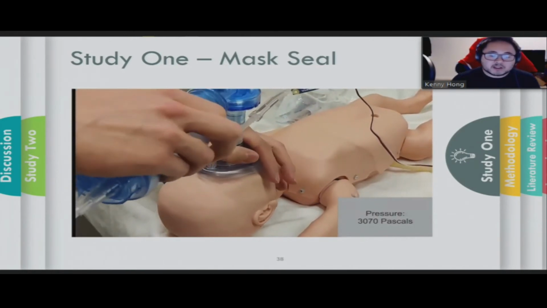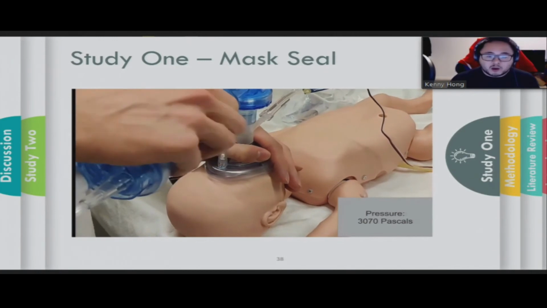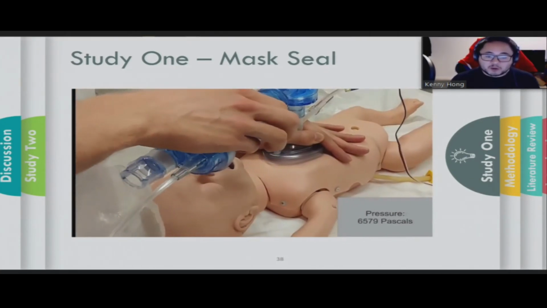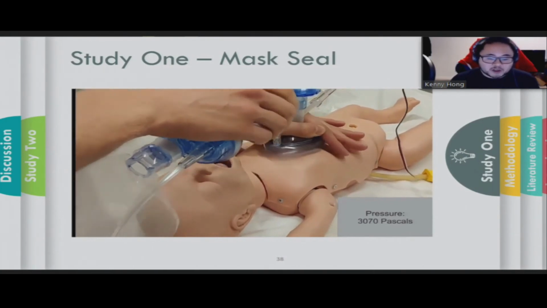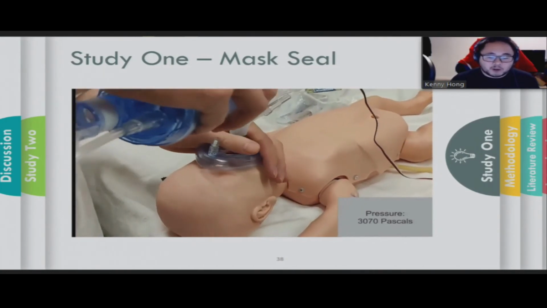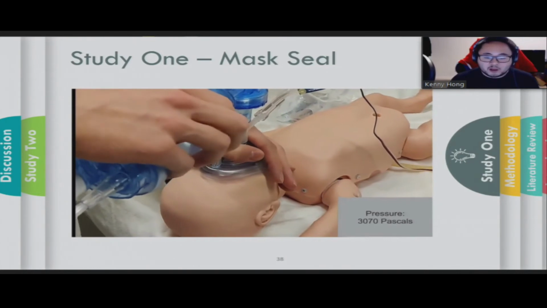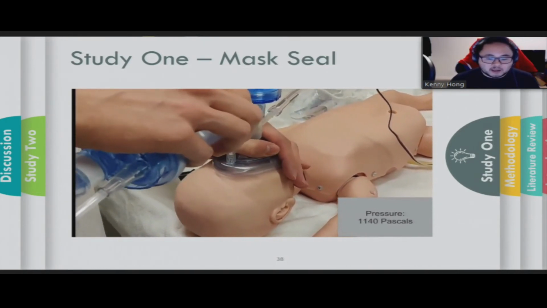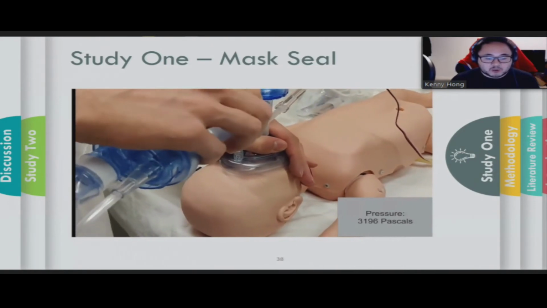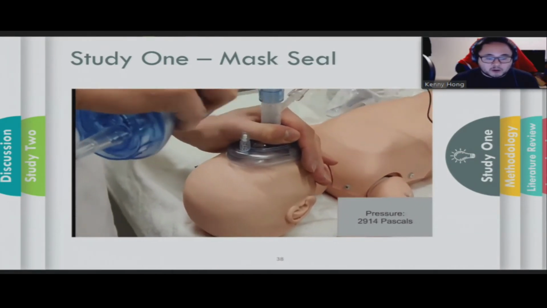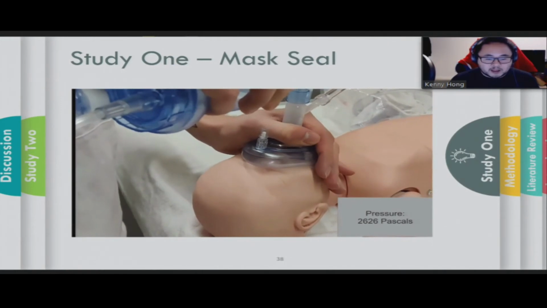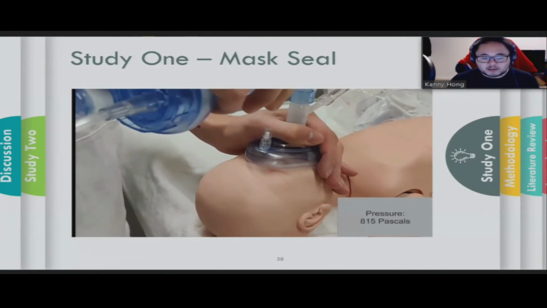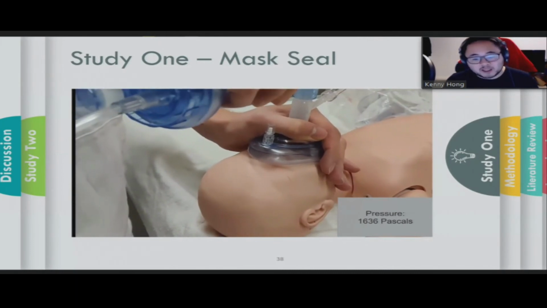So this is an example of how we tested the pressure. When it was completely sealed, we were able to get high pressures. However, when we started putting it on the mouth of the doll, the pressure lowered. And then when there was a little bit of leak, as you can see, the pressure lowered again, as well as when he lifts up the mask, and there's little to no activity at all.